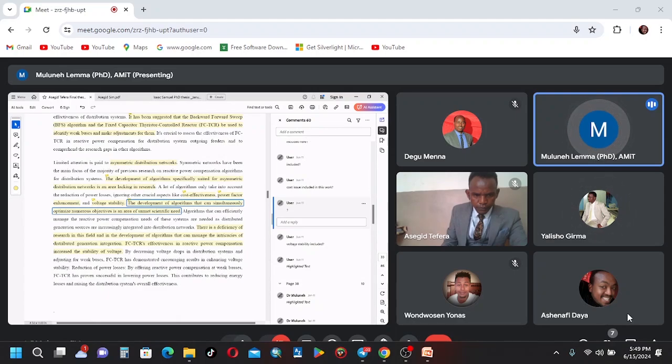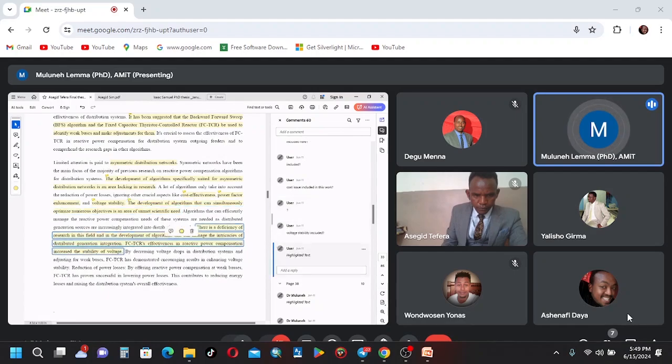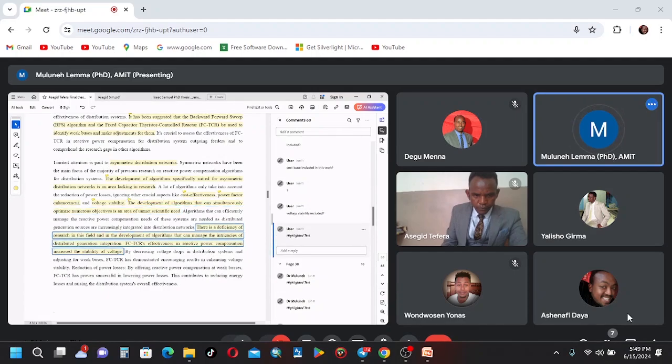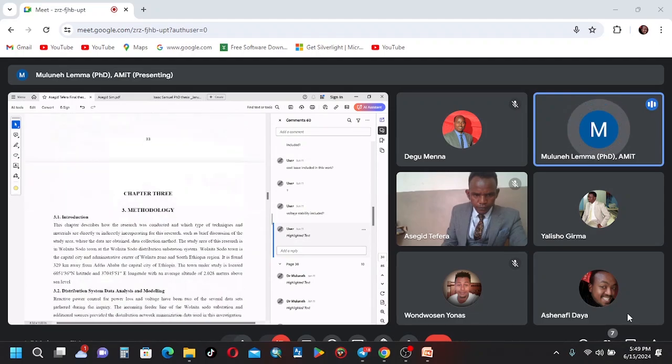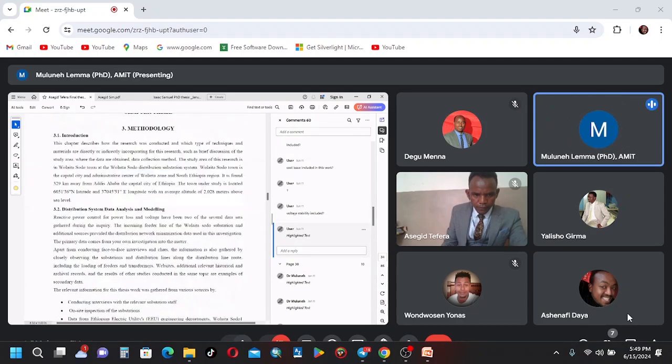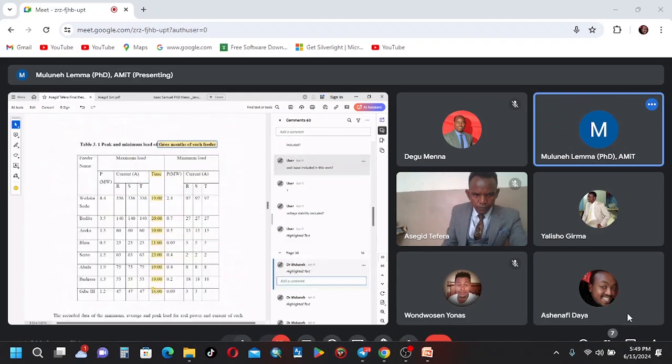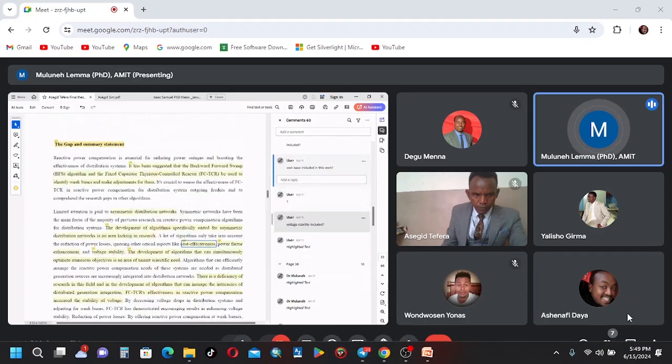There is a deficiency of research in this field and in the development of algorithms that can manage the intricacies of distributed generation integration, and FCTCR effectiveness in active power compensation increases voltage stability. So all these things, is this a theory or are you expected to bridge the gap of all those mentioned here? These are the things that are lacking in your assessment.